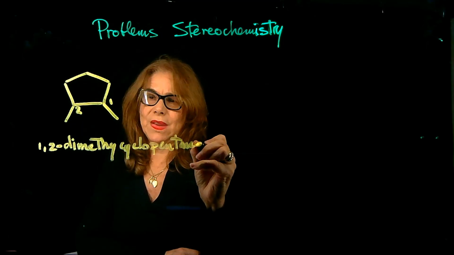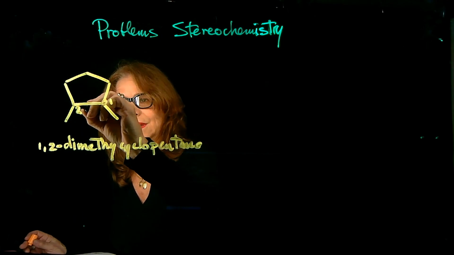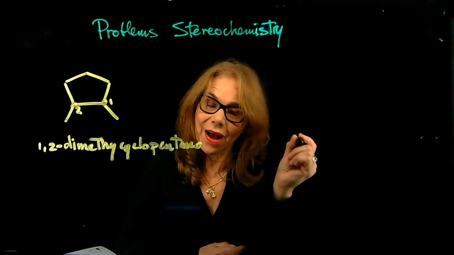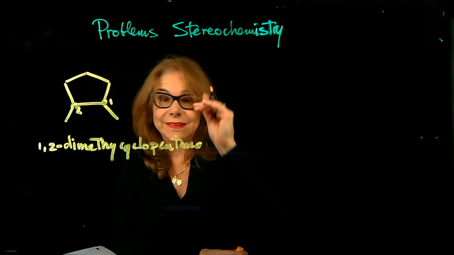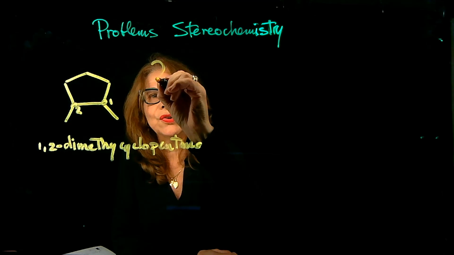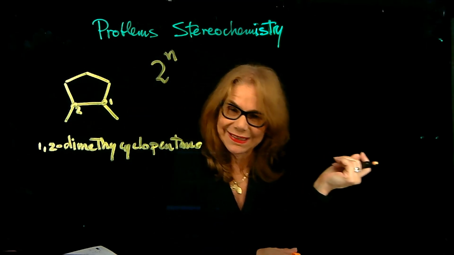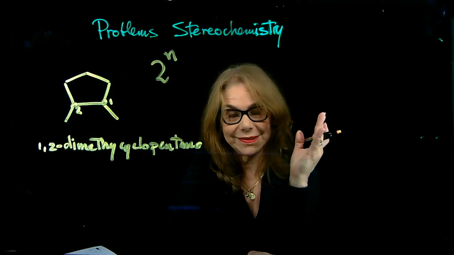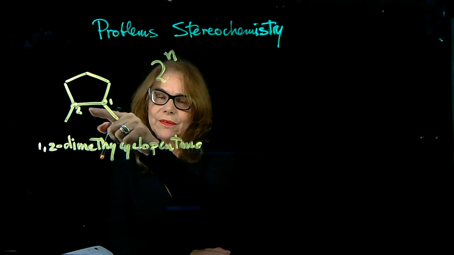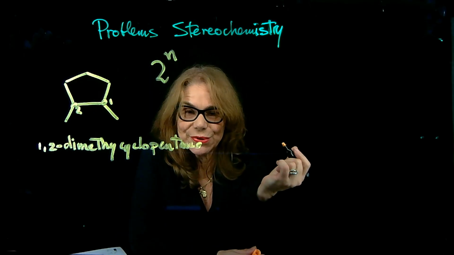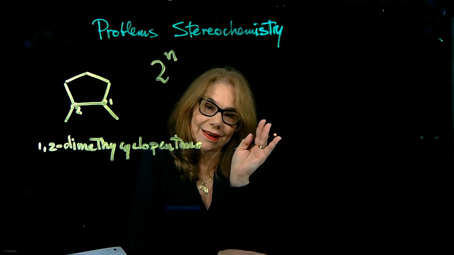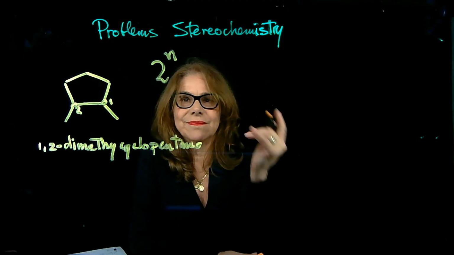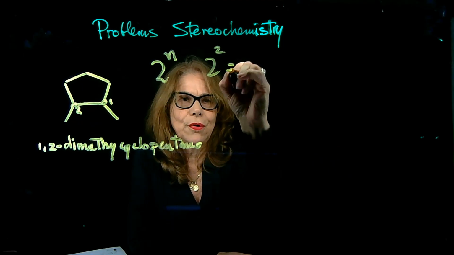So now we have two chiral centers. The total number of stereoisomers is calculated, the maximum number, as 2 to the n, where n is the number of stereocenters or chiral centers. There's 2, so this is 2 to the 2. That'll be 4. Let's do the drawings.